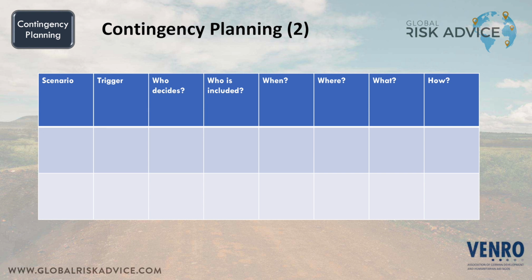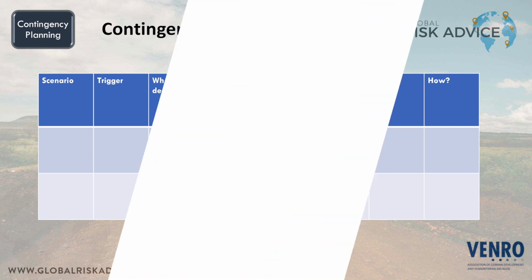And then the question is, who is included? When are we going to do this? Where, the what, and the how? And creating such an oversight can be very helpful for your organization to doing things very quickly in a very short amount of time because you already thought about it.